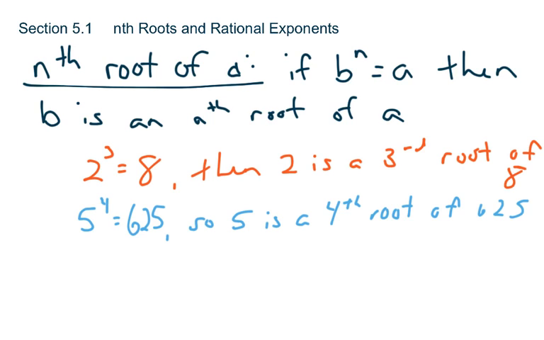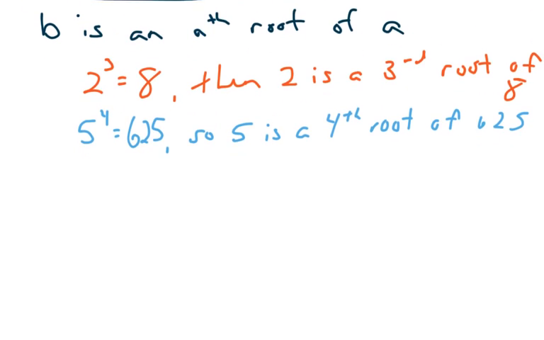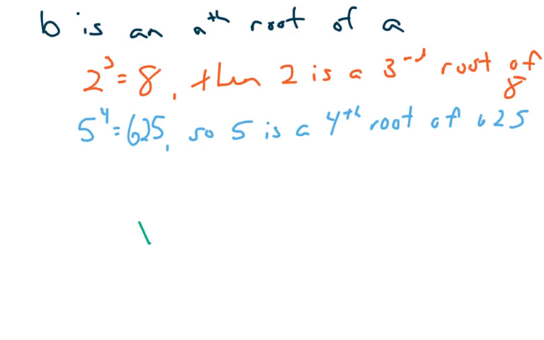With nth roots, whatever root we're looking for, whether it's square root or cube root or fourth root or fifth root, sixth root, hundredth root, doesn't matter. We can write it in one of two ways. We can either write it with a radical, with an n there and an a there, or we can write it as an exponent, a to the 1 over n power.